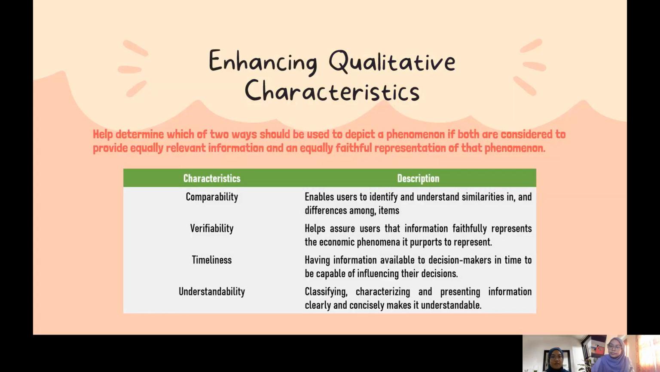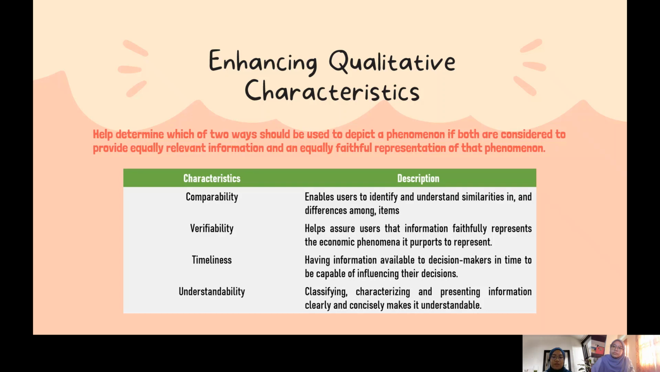The second part is the enhancing qualitative characteristics. This helps to determine which of two ways should be used to depict a phenomenon if both are considered to provide equally relevant information and equally faithful representation of that phenomenon. In these characteristics, there are comparability, verifiability, timeliness, and understandability.